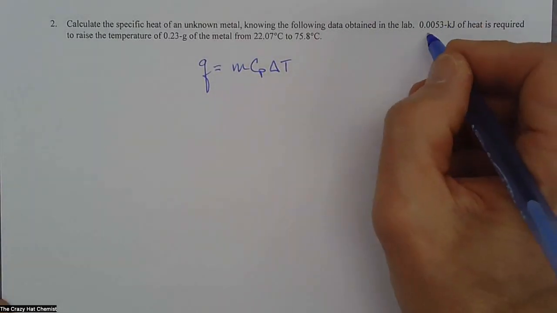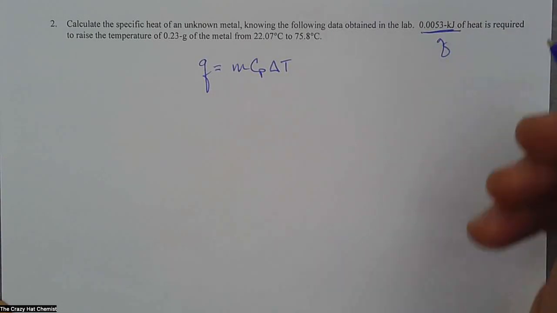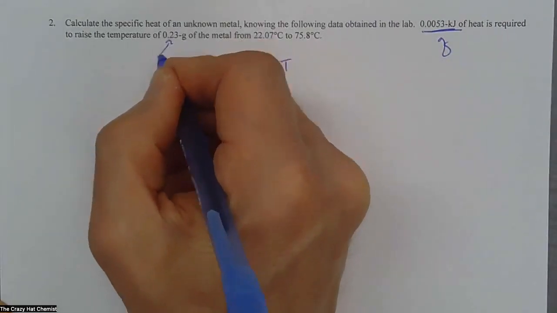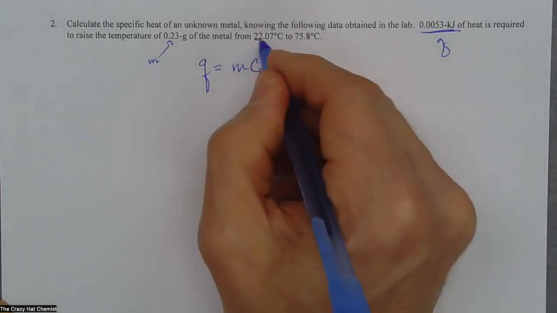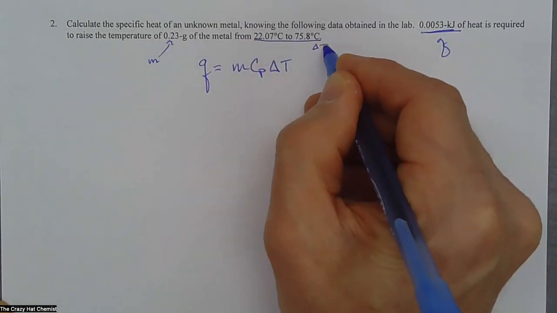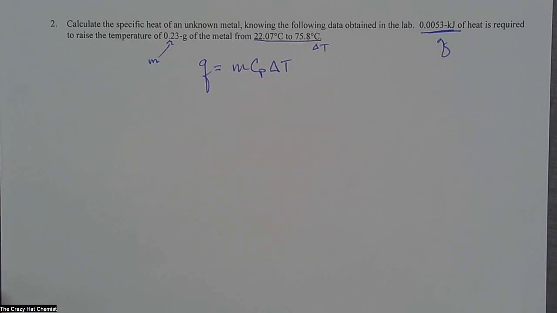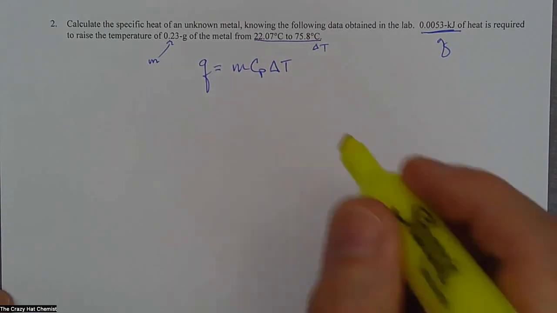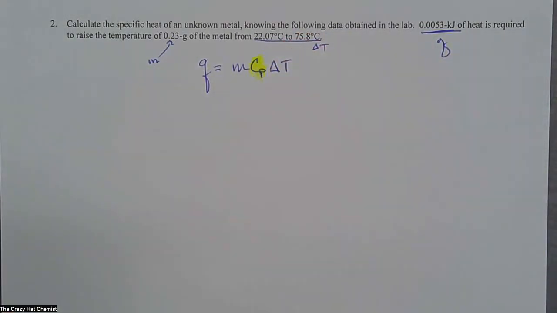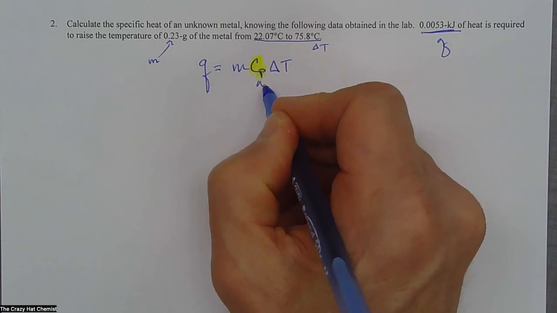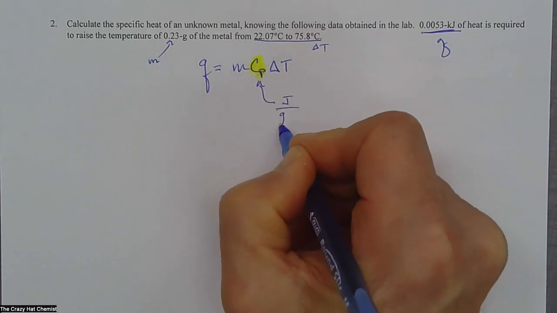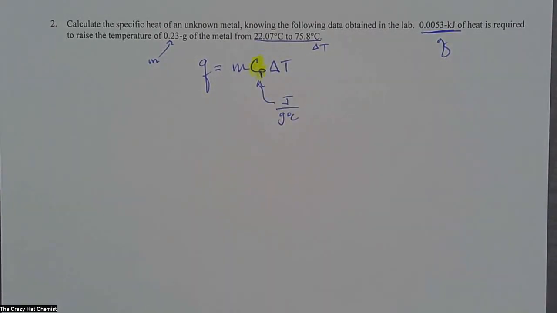Okay, this is my Q term. This is my M term. And this difference here is going to be my delta T. And I am solving for the specific heat capacity, which is right here. So I highlighted what we're solving for right there. All right, so a couple of things that we want to do: the specific heat capacity is going to have units of joules per gram degree Celsius. So I'm going to make sure that I get those units.